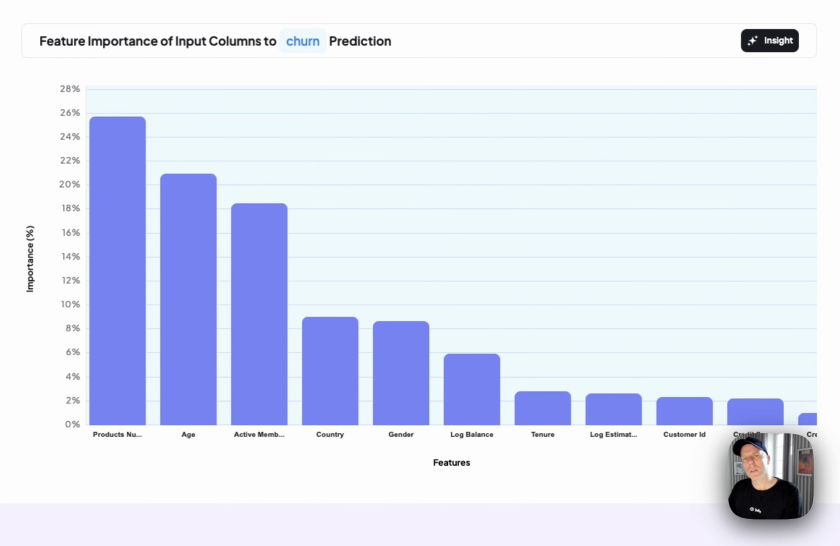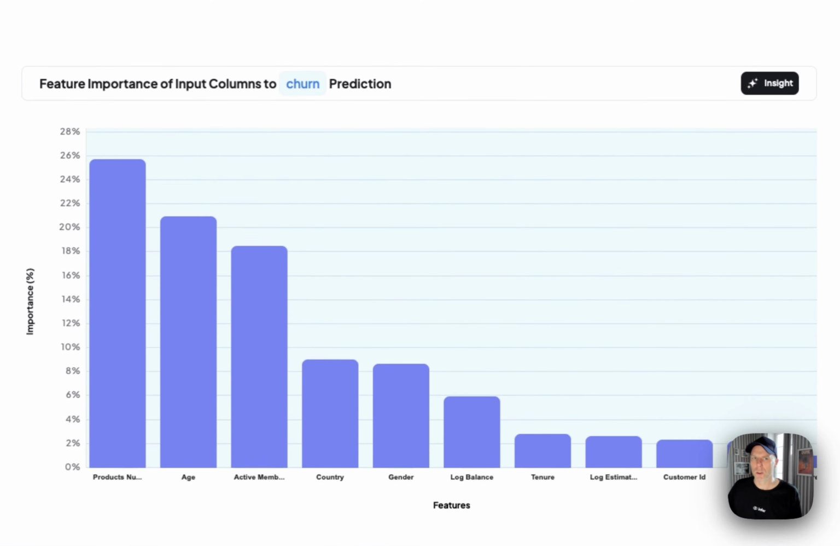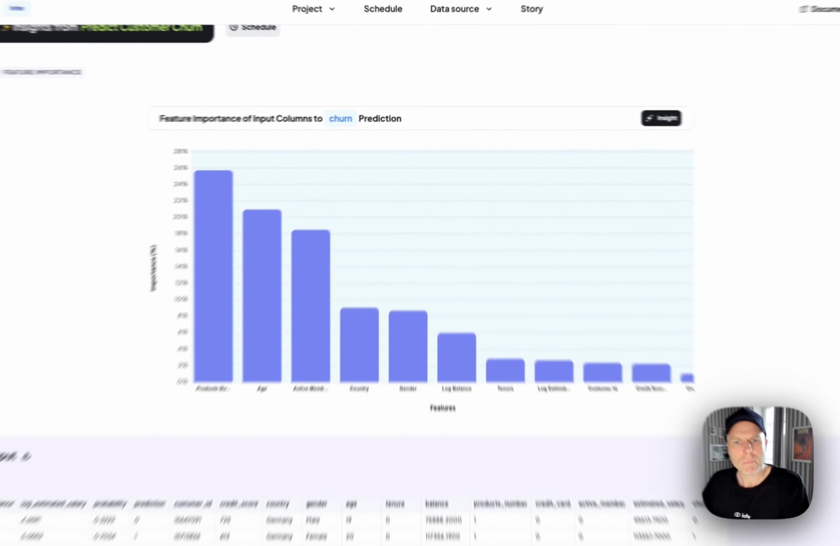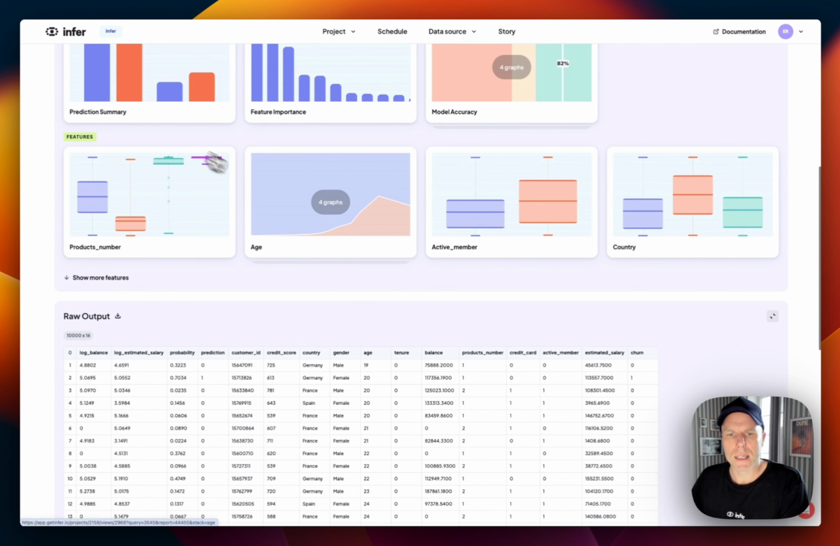So age and number of products they bought make up almost half of whether a customer churns or not. That's already a pretty decent insight, probably quite interesting to this bank and their marketing team. Going back, we can then step into the details, because the next question is: okay, so age is a big contributor, but how? How is age related to churn?